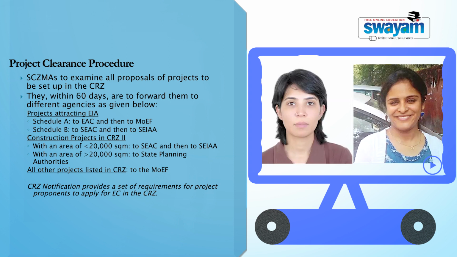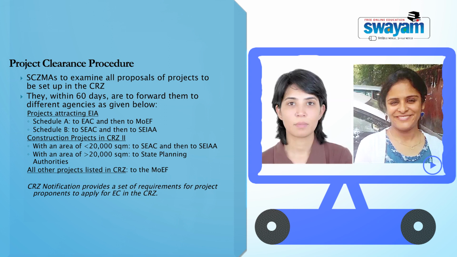Projects listed in the Schedule B of the EIA notification are forwarded to the SEAC, that is the State Expert Appraisal Committee, and then to the State Environment Impact Assessment Authority, that is SEIAA. Construction projects to be set up in the CRZ2 zone with an area of less than 20,000 square meters are to be forwarded to the SEAC and then to SEIAA. And the construction projects to be set up in CRZ2 which are of an area of more than 20,000 square meters are to be forwarded to the state planning authorities. All other projects listed in the CRZ notification are forwarded to the MOEF.